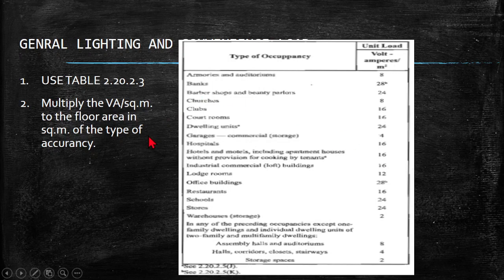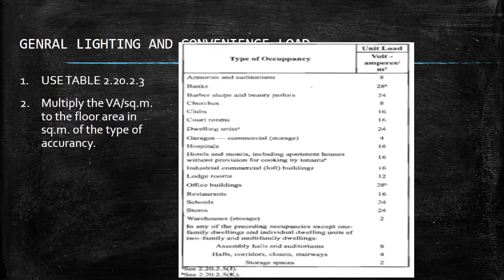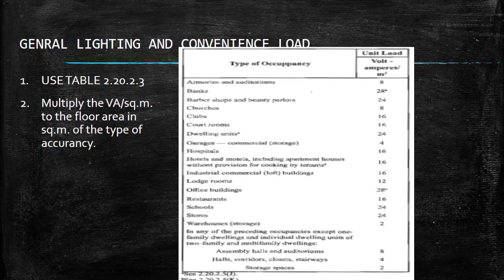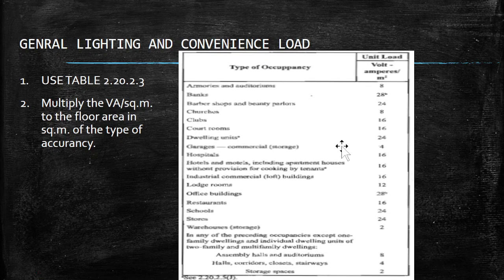Okay, so we first calculate the general lighting and convenience outlet load, no? So kung ano yung magiging demand ito, no? Okay, so for this one, ito na-introduce ko tong table na to last time, last week. So the table which is all about the types of occupancy and their number of volt amperes per square meters, no?